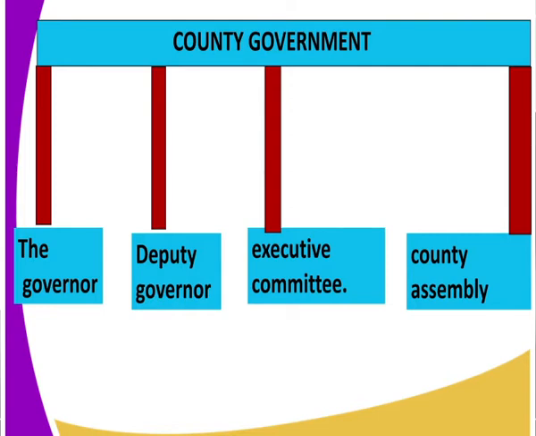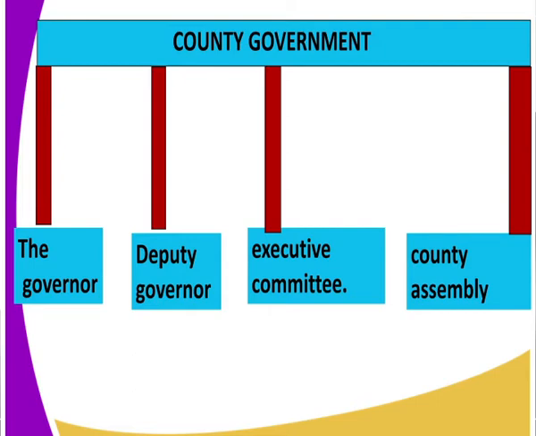The county assembly is the county legislation organ, right? It is the legislation organ of the county. This is where the members of the county assembly, known as the MCAs, have their chambers, right? This is the legislation arm of the county government.